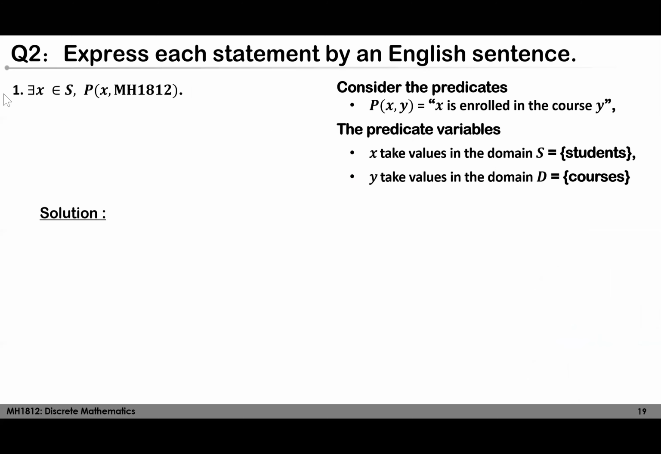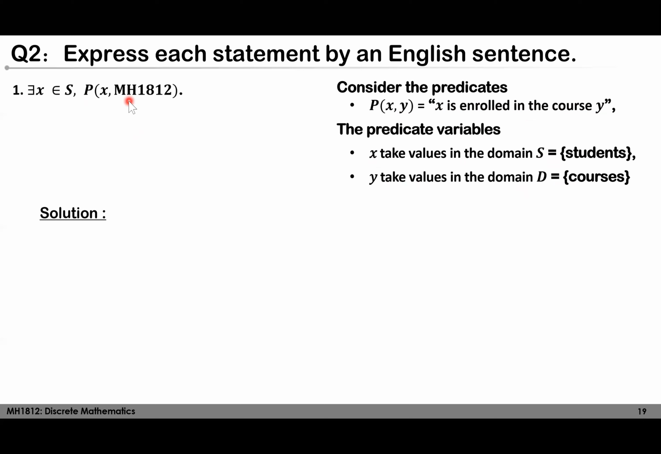So let's say question 2. Let us express some symbolic statements by English sentences. So consider predicate P of x y means x is involved in course y, in which there are two predicate variables x, y. X takes values in the domain S, students. Y takes values in the domain D, courses.